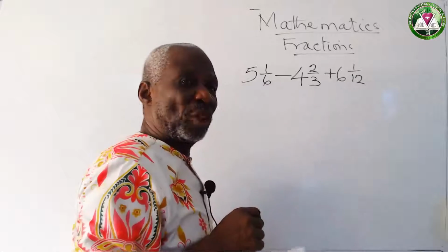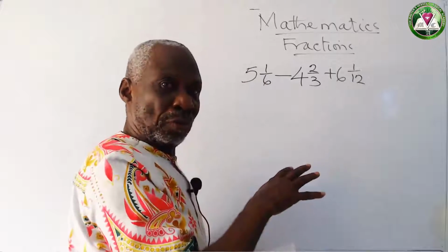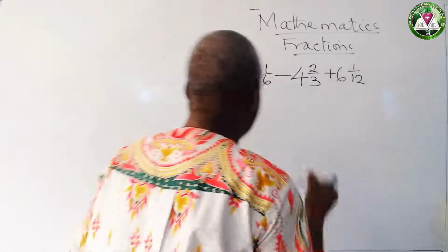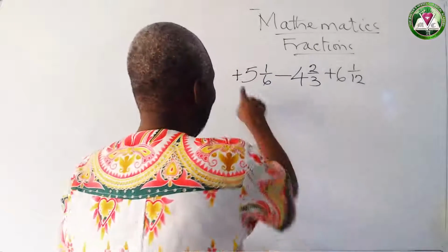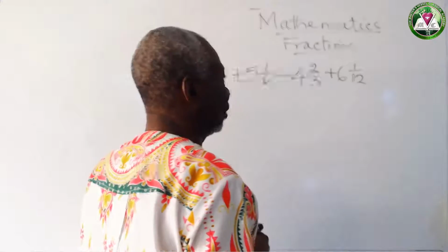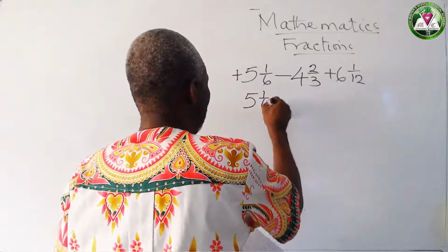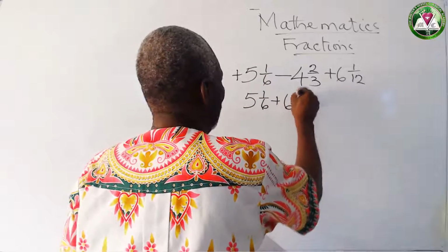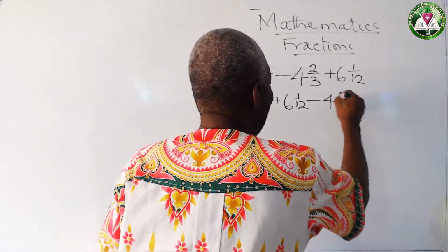This number in front has no sign. Because it has no sign, it is assumed to be positive. So attach that positive. Therefore, we have two positives here, this and that. We must bring them together before the negative one steps in. So this now becomes 5 1/6 plus 6 1/12, then minus 4 2/3.